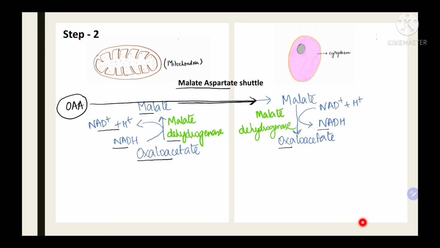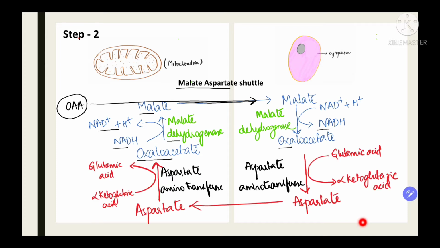Now there is another way of transport for oxaloacetate, that is the aspartate shuttle, in which there is a transamination reaction. The oxaloacetate gets transaminated to aspartate. Now aspartate crosses the mitochondria and reaches the cytoplasm where it again gets converted into oxaloacetate.